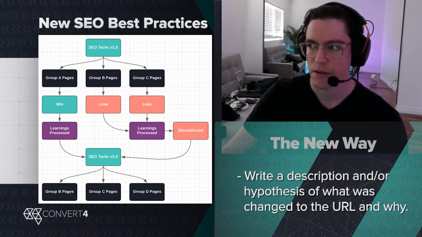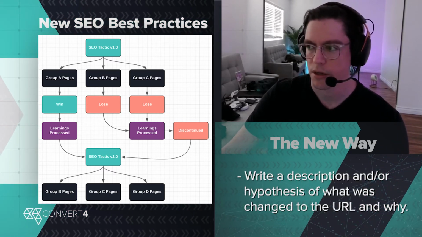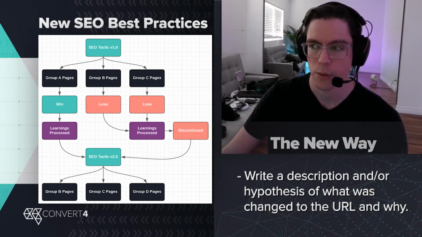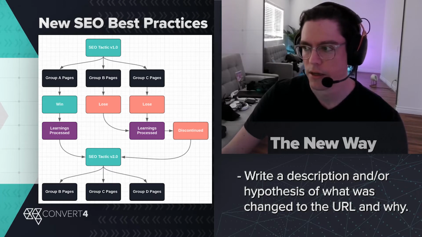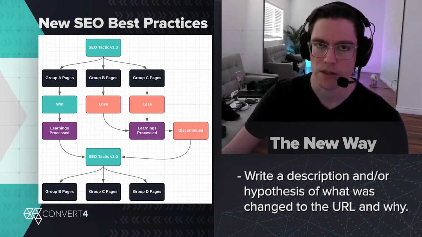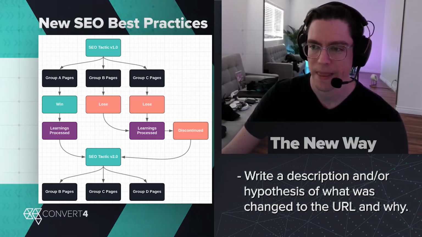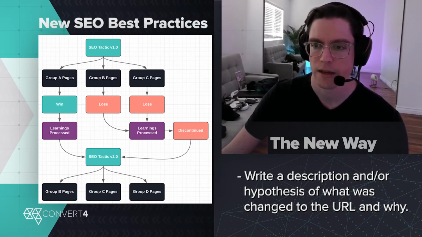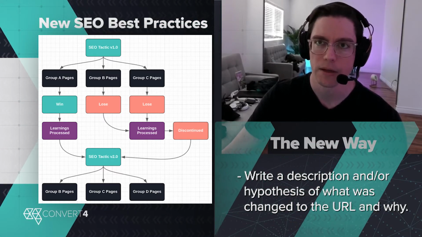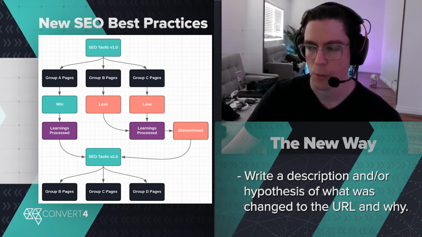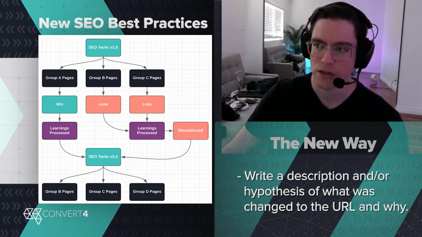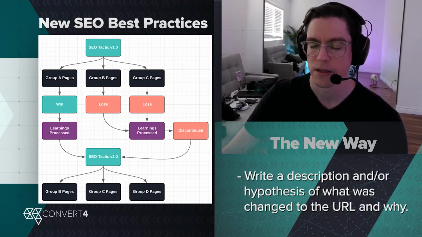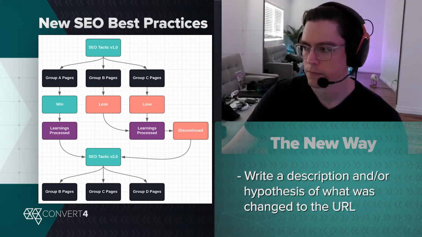Second thing is you want to make sure you write a description. If this is post-implementation, you want to write a description of what was changed. If this is pre-implementation, so if it's a strategy or a suggestion that you believe will improve organic traffic, you want to write a hypothesis as to why you believe that's going to happen. So that when you get to testing and implementing these changes, you can observe afterwards whether or not your hypothesis was correct or if it was wrong.